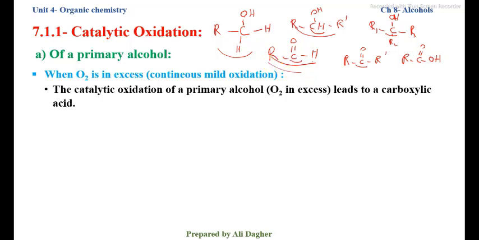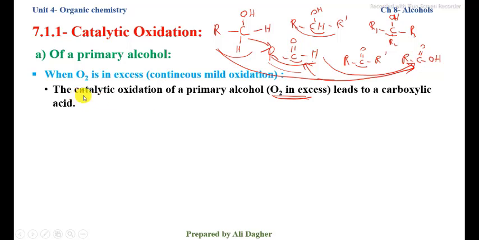unless dehydrogenation for aldehyde. Okay, the primary alcohol, first it undergoes oxidation into aldehyde. But when we have oxygen in excess, then the remaining oxygen gas oxidizes the obtained aldehyde into carboxylic acid. Then if we start from primary alcohol, we end with carboxylic acid, if the oxygen is in excess.